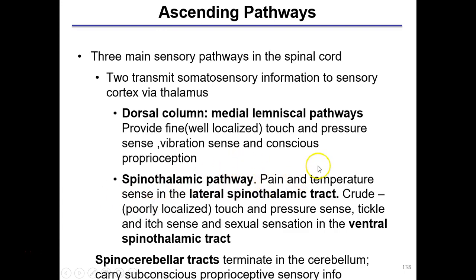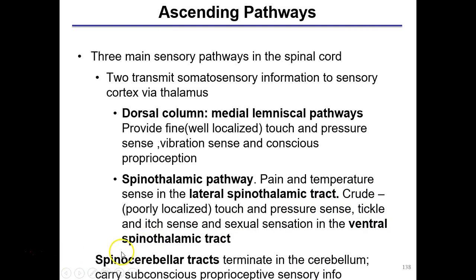The spinal thalamic pathway will transmit pain and temperature sense in a tract called the lateral spinal thalamic tract, and then it has a second division which transmits through a more anteriorly placed sensory pathway, the ventral spinal thalamic tract. This pathway transmits crude touch and pressure sense, which is poorly localized touch and pressure sense, tickle and itch sensation, and sexual sensation. And again, second order neurons go to the thalamus, and third order neurons will be relayed onwards to the somatosensory cortex, carrying pain and temperature sense in the lateral spinal thalamic, and crude touch and pressure, tickle and itch, and sexual sensation in the ventral spinal thalamic.